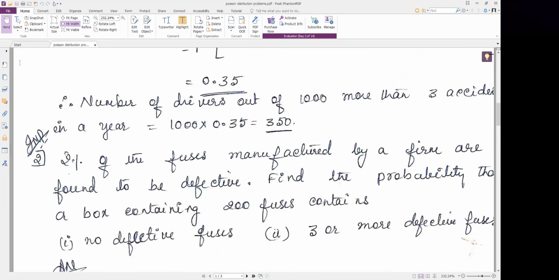Now the second problem, very important. Second problem is: 2% of the fuses manufactured by a firm are found to be defective.